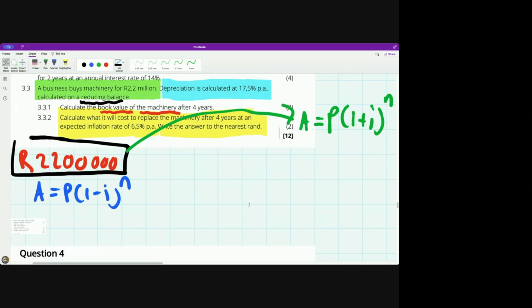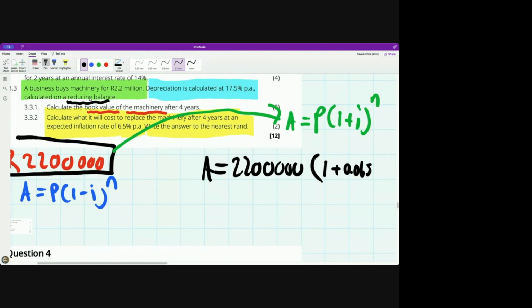Okay, how are we doing here? Let's have a look. How much is this machinery going to be worth in the future? So today is worth 2,200,000, but it's going to increase. Now I need to make sure that I don't mess up this fraction. So it's 0.065 to the power of 4. So what are we going to get in future?